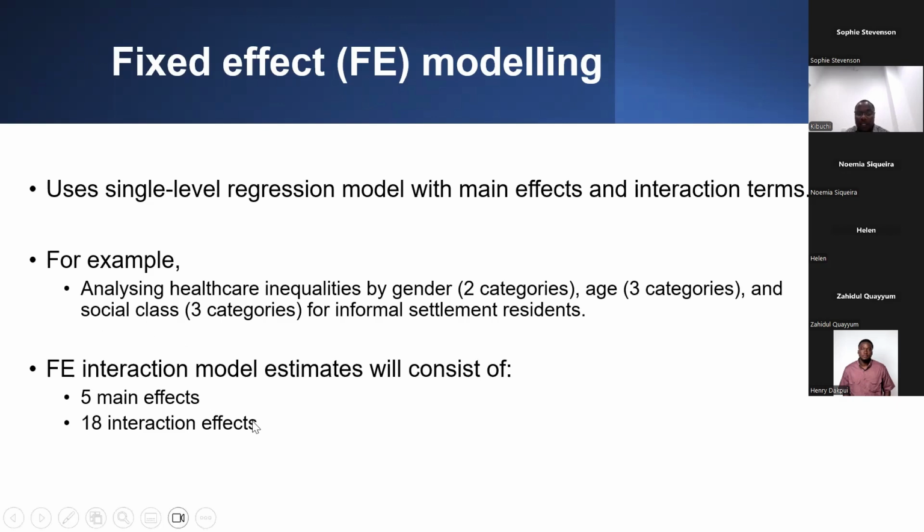And then we will have 18 interaction effects. So 18 interaction effects come from, if you are to do interactions for all the categories here, 2 times 3 times 3, which is 18 interaction effects. So if you are to fit this model with only 3 variables you are considering, we will have 23 parameter estimates. Now, in most of the models which are usually fitted when you are looking at interactions, you have more than 3 variables. And also you have more categories.